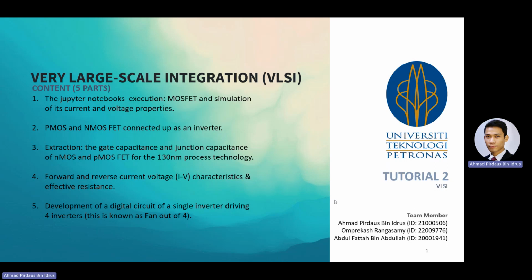The third one is extraction, the gate capacitance and junction capacitance. The fourth part is the forward and reverse current voltage characteristic and effective resistance. And the fifth part, that is development of a digital circuit of single inverter driving 4 inverters. That is also known as fan-out 4.